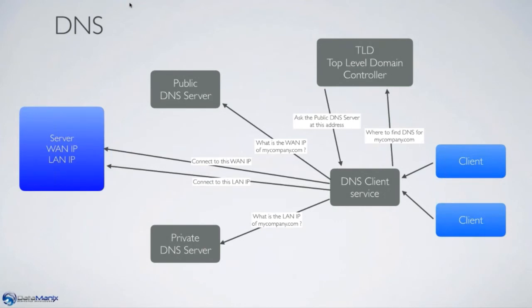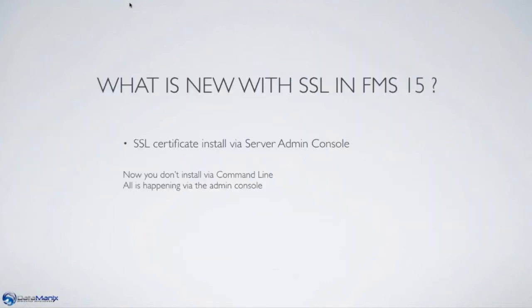So this is basically how DNS works. It works by asking about the domain names, and then you get an answer of an IP address back. And that is very useful information when you need to wrap your head around how the SSL service is working. So let's take a look at what's new with FileMaker Server 15 and SSL.